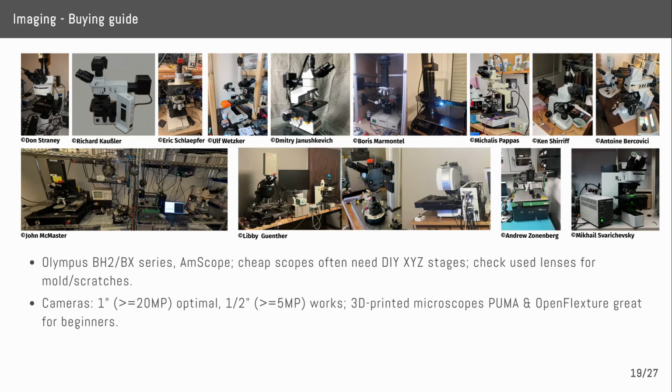When you buy one over eBay, you definitely have to check for mold and scratches on the objective, because this is basically the most expensive part of your microscope. So ask the seller if they can send you a picture where light shines through the objective so that you can see if it's super dirty or even broken. But still, there's a high risk that it's not good.